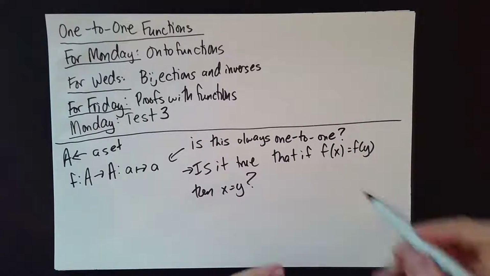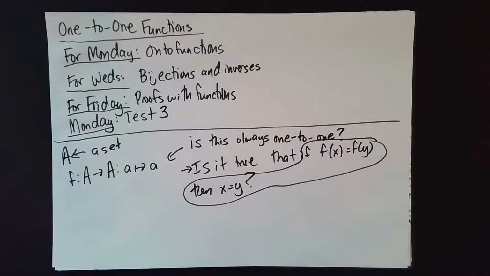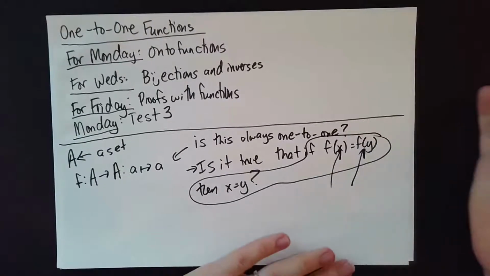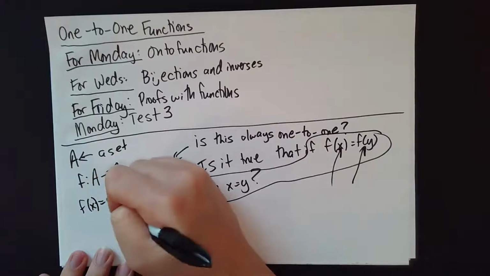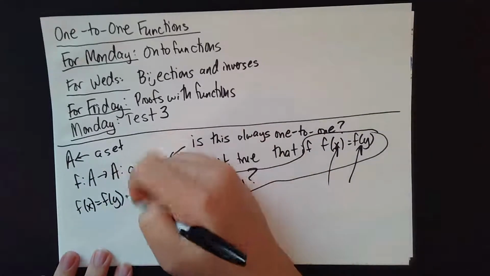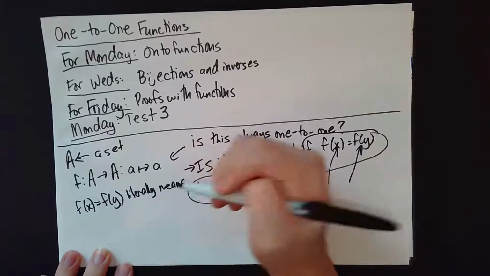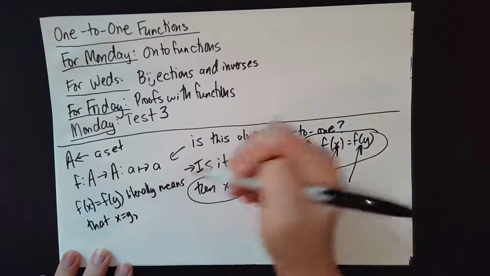Well, it most certainly is true because f of x literally is x and f of y literally is y. So, in fact, f of x equals f of y quite literally means that x equals y. So yes, this is one-to-one.